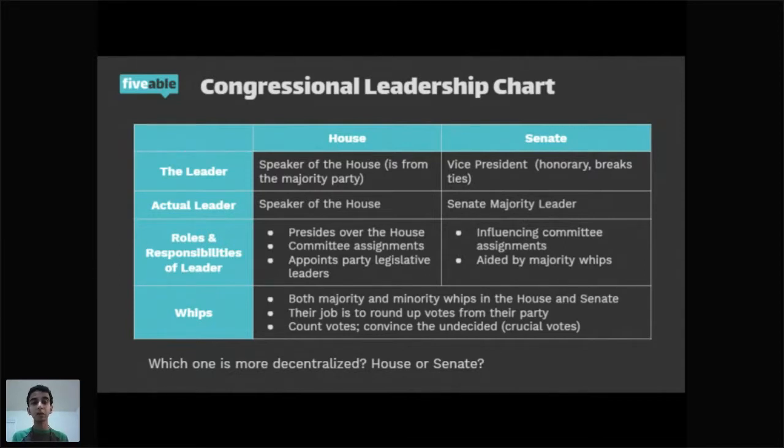However, the real leader of the Senate is the Senate Majority Leader. Right now the Senate Majority Leader is Mitch McConnell, I believe, and he's generally the most powerful person in the Senate. The House and Senate leaders both have several responsibilities. With the House, they influence committee assignments. Committee assignments, like we learned, are super important within the House of Representatives, so that's a huge power that the Speaker has.